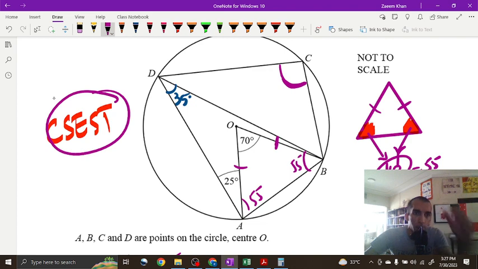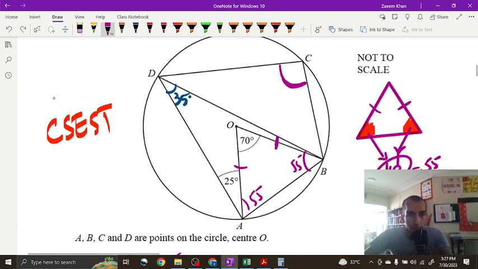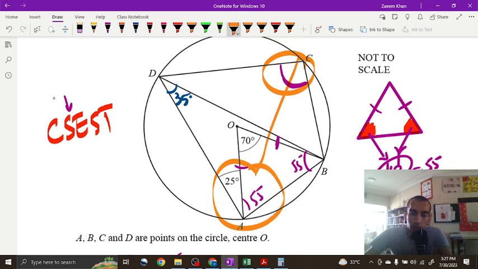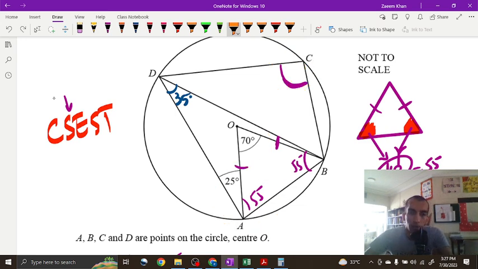CSEST. Supplementary. Perfect. We're going to go with this one, right? So this entire angle is supplementary to this entire angle. So can you give me the answer? 100. Beautiful.